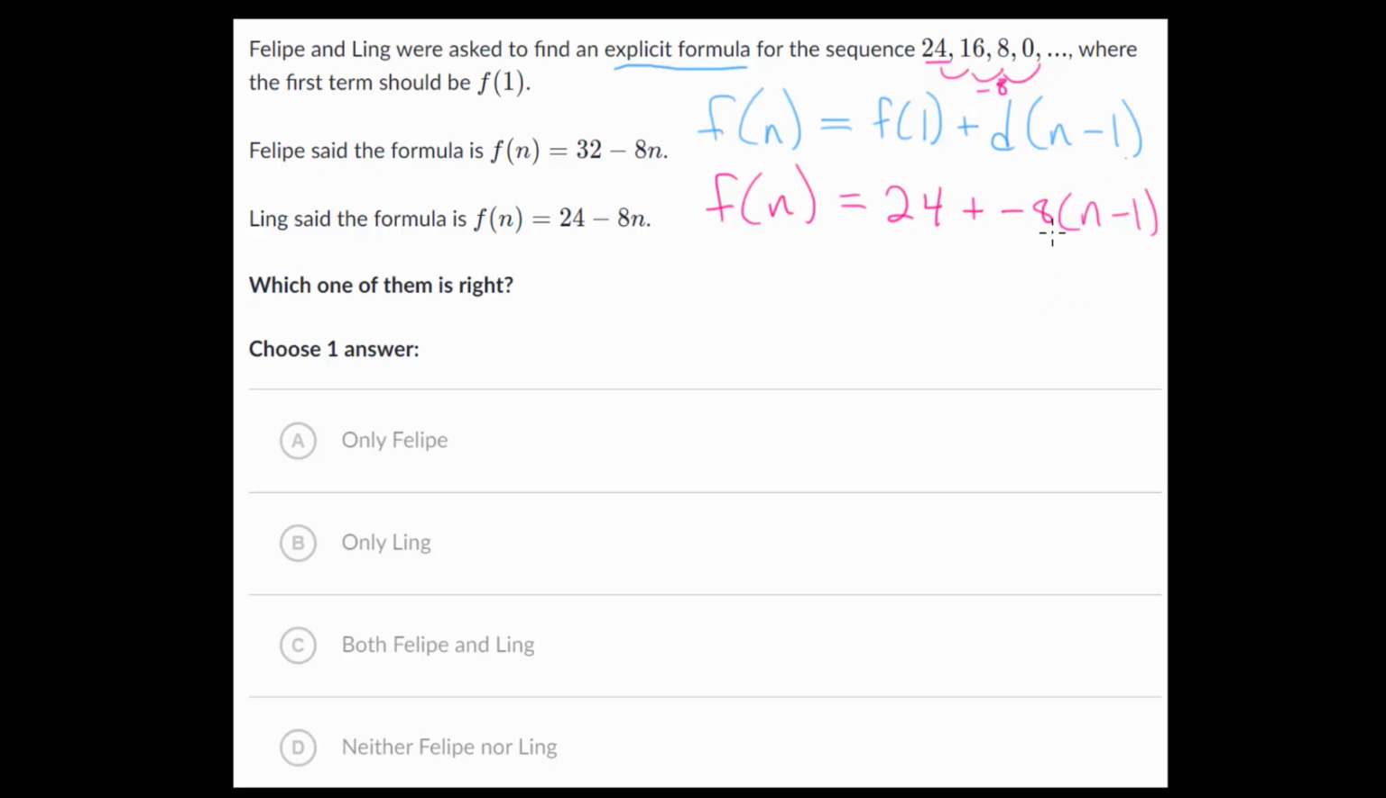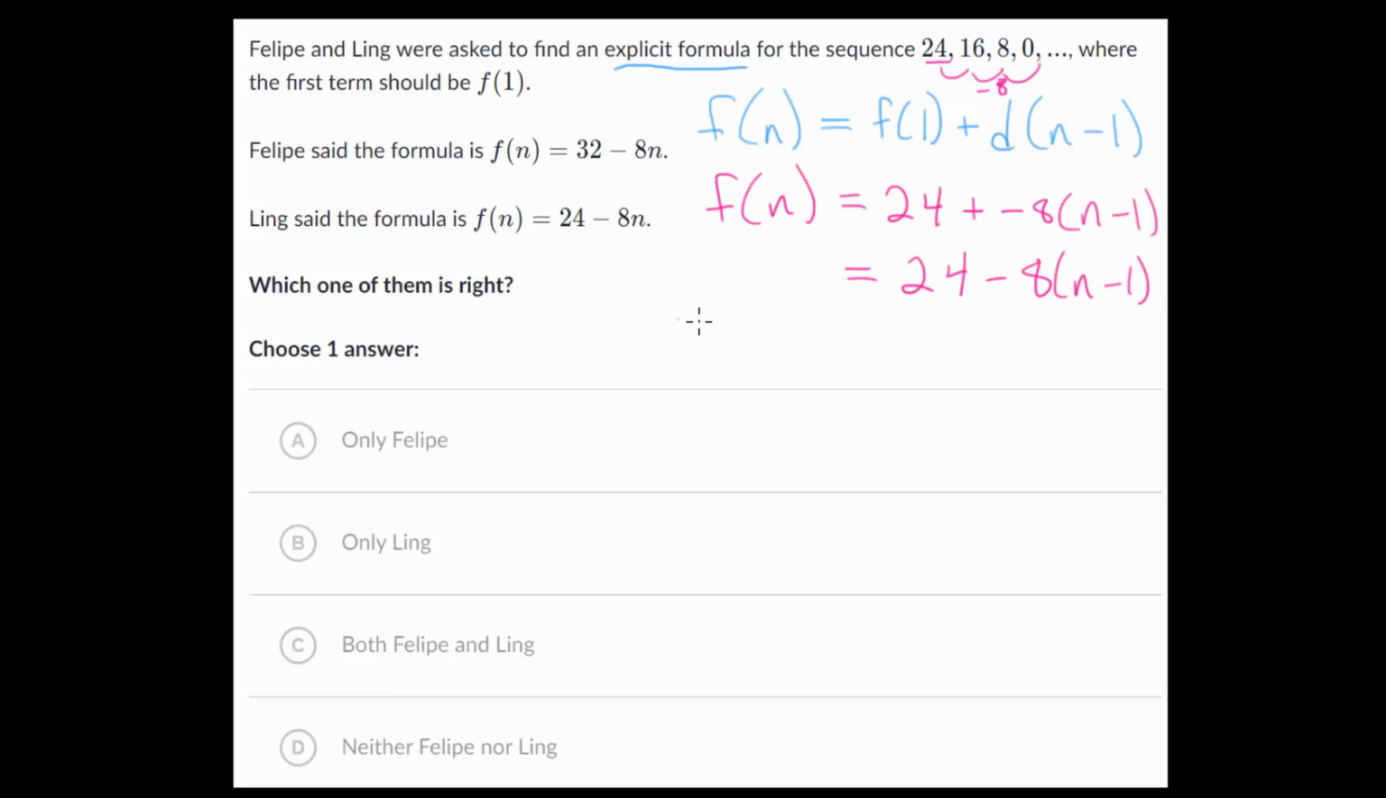Now you always add it 1 less than n, since you don't want to add the common difference to your first term. It's only from that term that you start adding or subtracting that common difference. So let's rewrite it without the adding a negative. So it's 24 minus 8 times n minus 1.